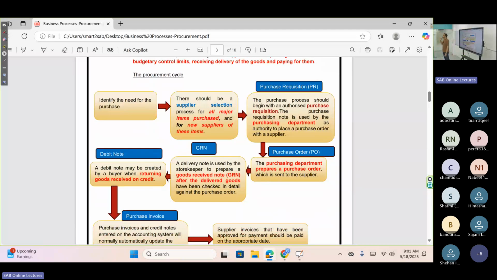One thing we have missed, what is that one? Compared to the sales process, we missed one process. What is that? Again, sales process, balance.